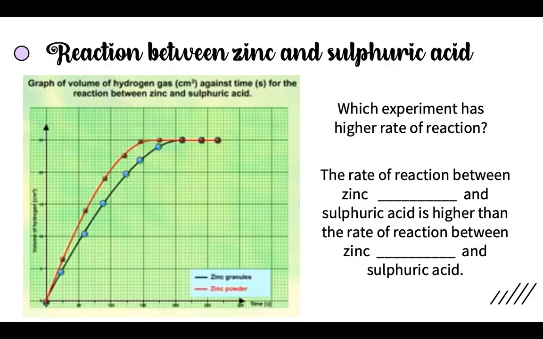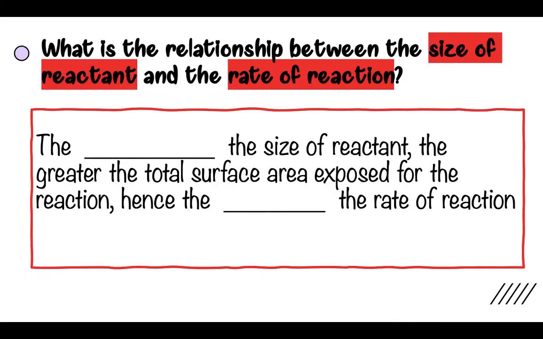Okay, ni explanation dia. Which experiment has the higher rate of reaction? Of course, kita akan pilih yang zinc powder. Okay, the rate of reaction between zinc powder and sulfuric acid is higher than the rate of reaction between zinc granules and sulfuric acid.